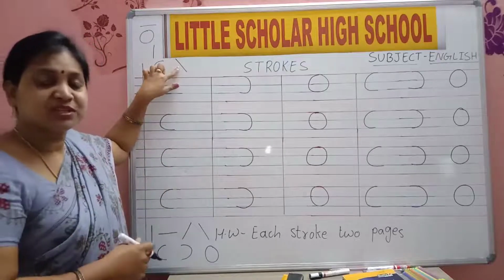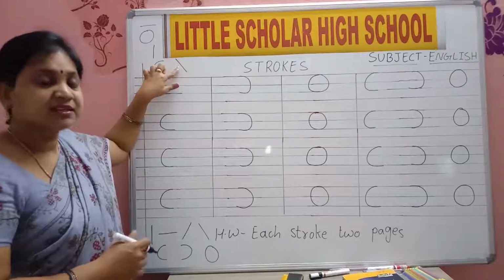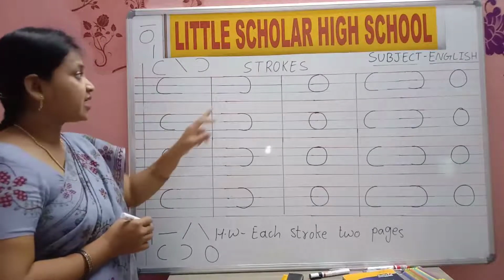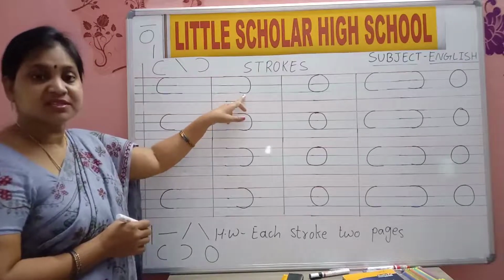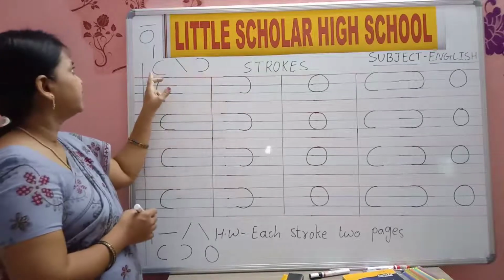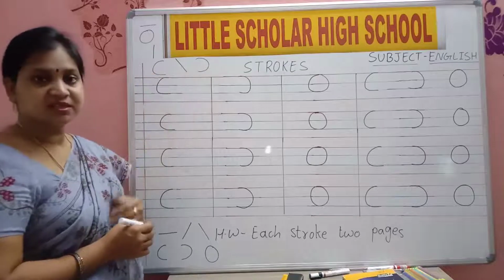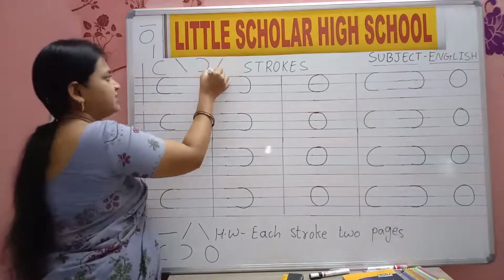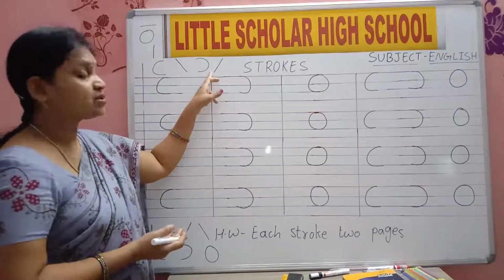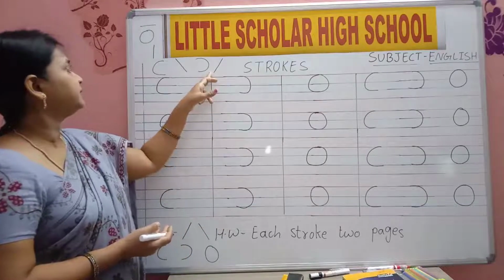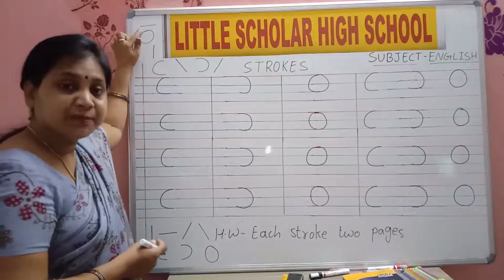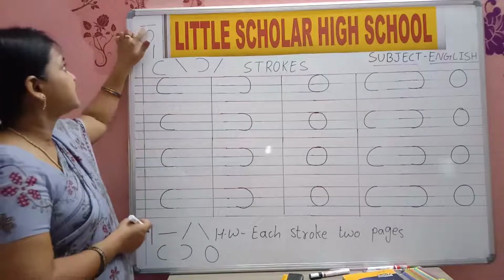So which line is this? Slanting line. Next, which curve is this? Right curve. Left curve, right curve. Next, which line is this? This is also slanting line. Yes, once again say which line is this? Sleeping line.